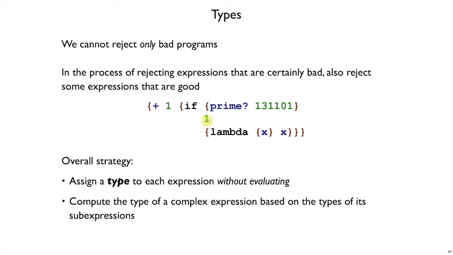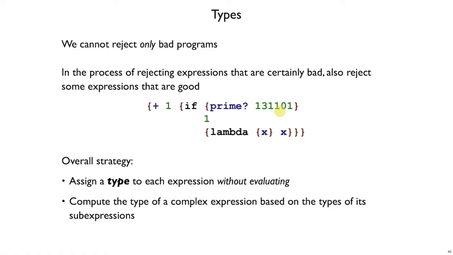And the way that we avoid evaluating things, but still classify them in a useful way, is to give a type to each expression. So we're going to give 1 the type number and lambda a function type. And then because a number type and a function type are not the same, we're going to reject this if. We'll also make sure that the test here has a Boolean type, something like that.